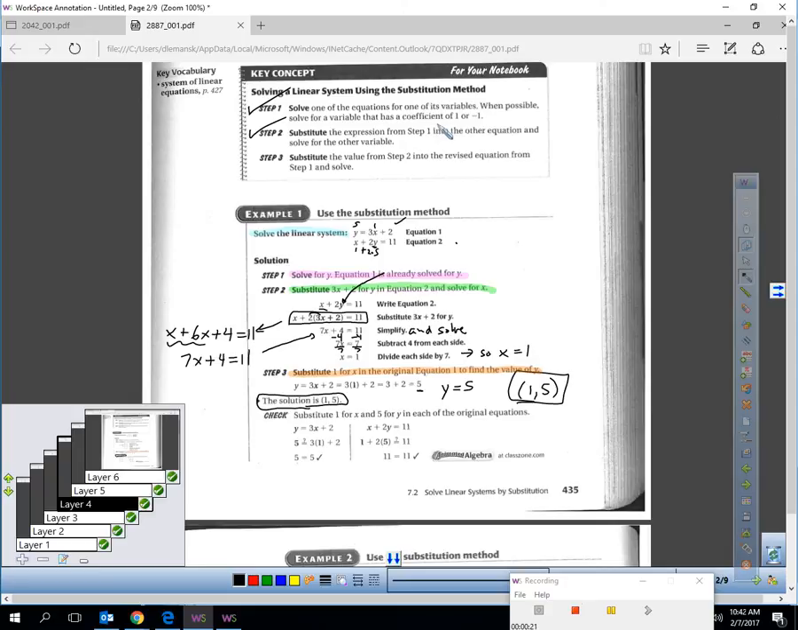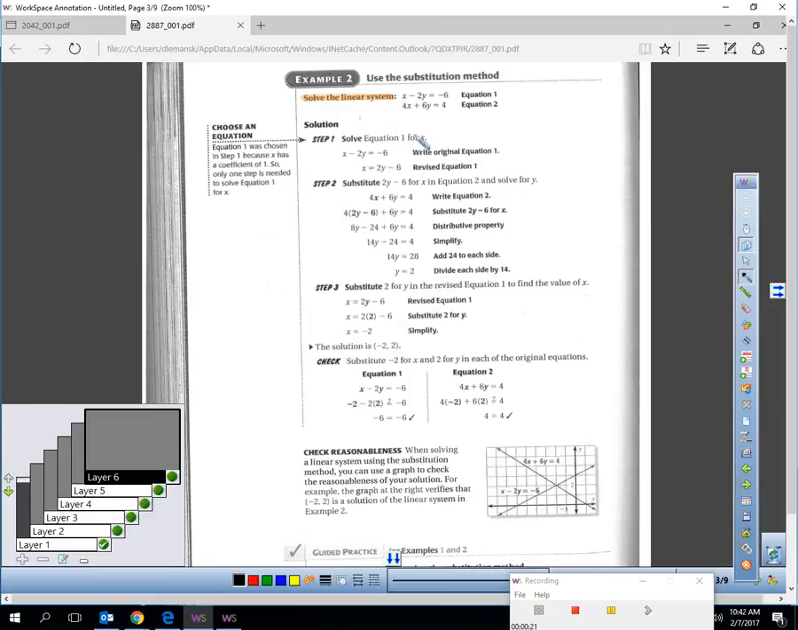Either x or y, it doesn't matter. Get one variable isolated. Step 2, substitute that expression into the second equation. Step 3, once you solve for one of the variables, substitute that in to find the second. Okay? Let's do another one. I'm just going to, again, you don't have to write that down, but just watch and listen.